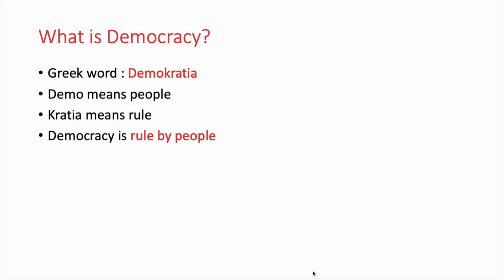Democracy comes from the Greek word demokratia. Demo means people and kratia means rule. So, democracy is rule by the people. But we have to understand that only knowing this is not enough, because with time the meaning of a word also evolves. For example, mobile phone.